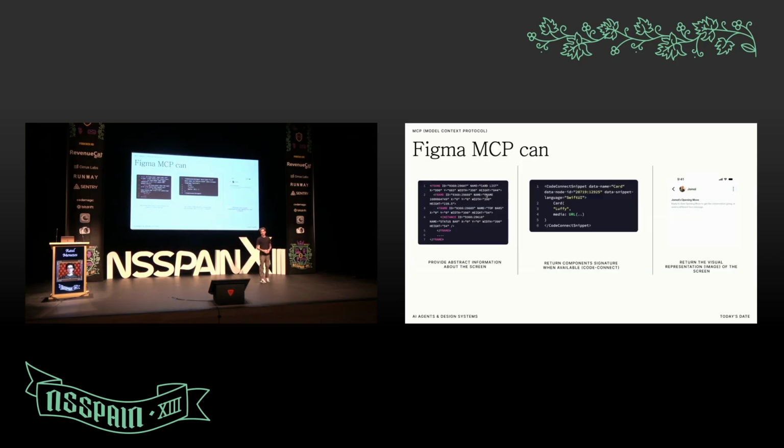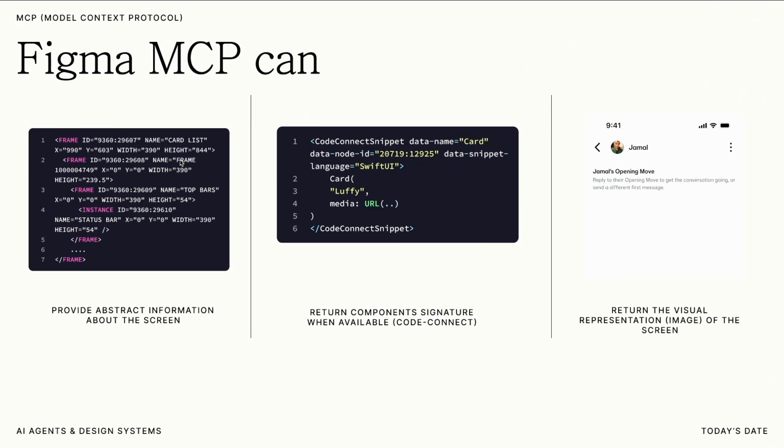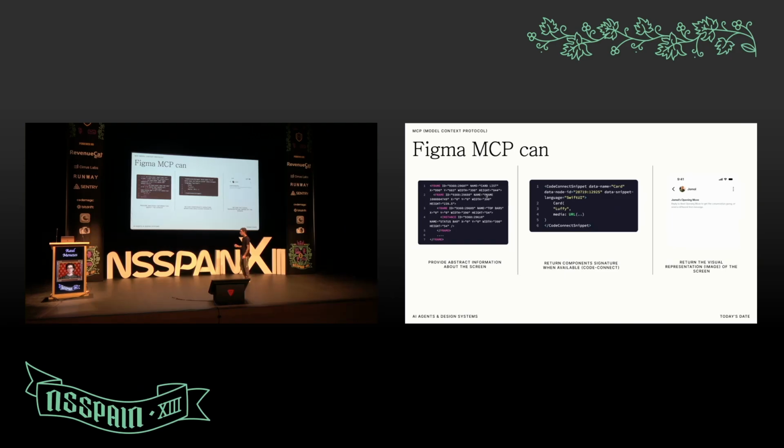So Figma MCP actually works in a way that it returns the tree of elements that you need to build your UI. It returns, if you have enterprise organization level, the Code Connect, which is just a method signature for your components on your code base, and it returns a visual representation of your screen, which means that you don't have to screenshot. You can just paste the link on the chat, and the Figma MCP will automatically do all those kinds of things for you.